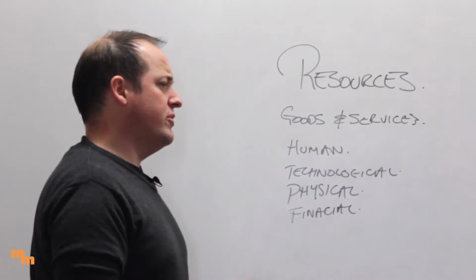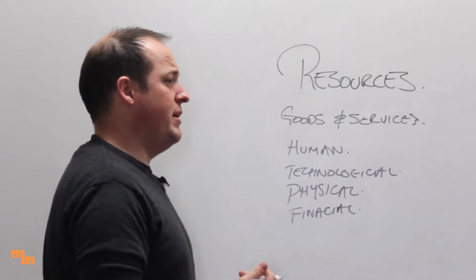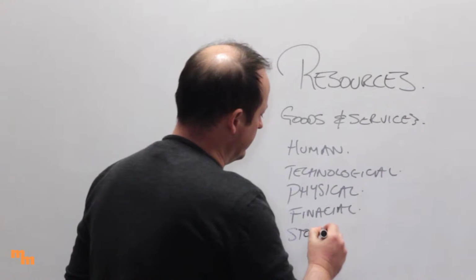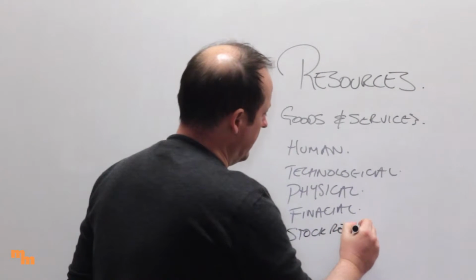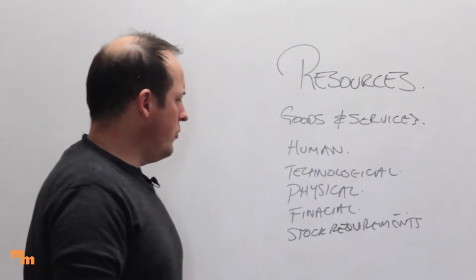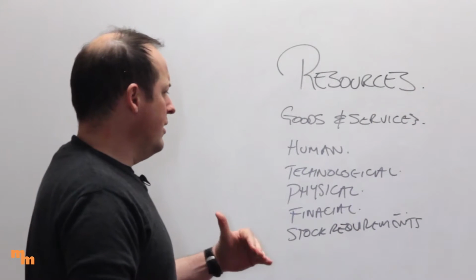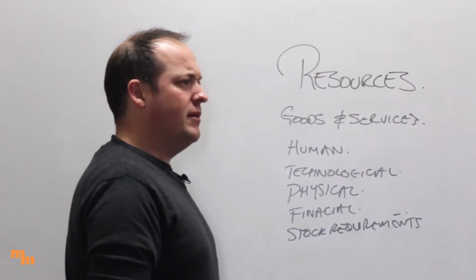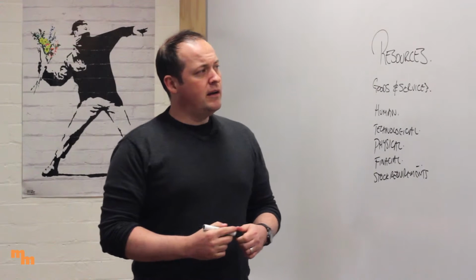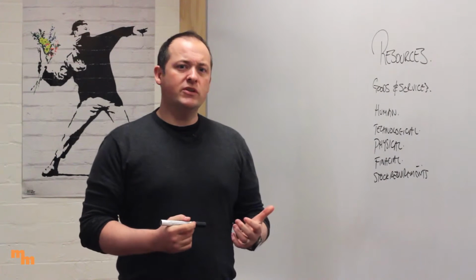Financial resources, the money on hand, the amount of cash that you've got there, as well as your stock requirements. So what do I have? What is the stock? How do I need to keep it? Various storage and that sort of gear there. We need to think about the upgrade to our resources as well.